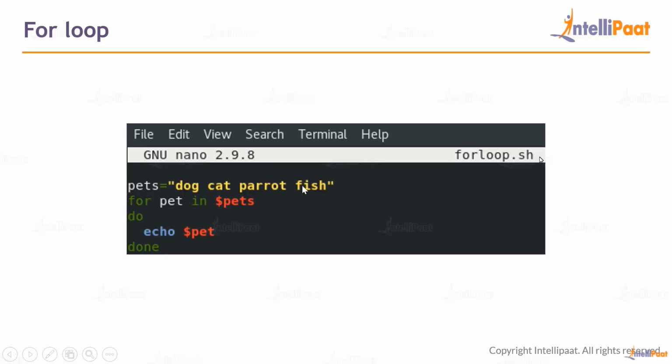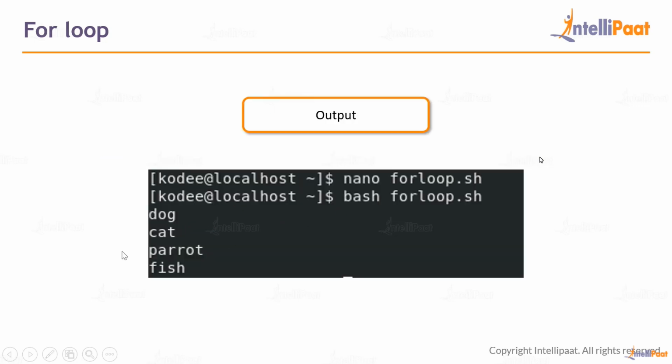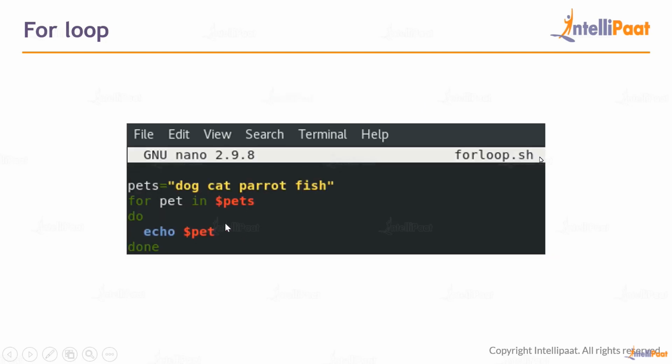So let's say if you have provided one more, then even that will be available here, because that is the condition the for loop takes. So this is how for loop works, and we've seen while and until as well.